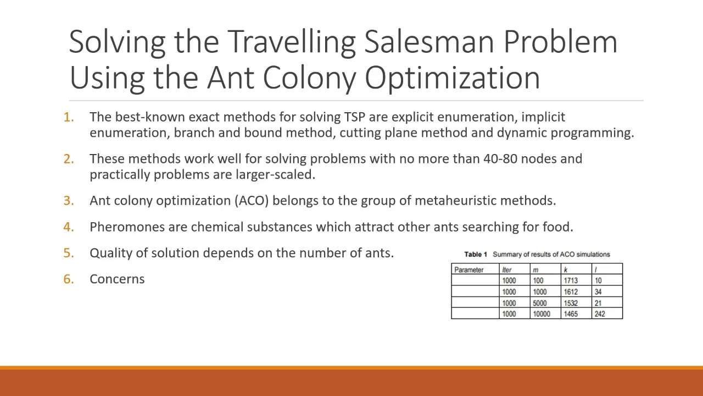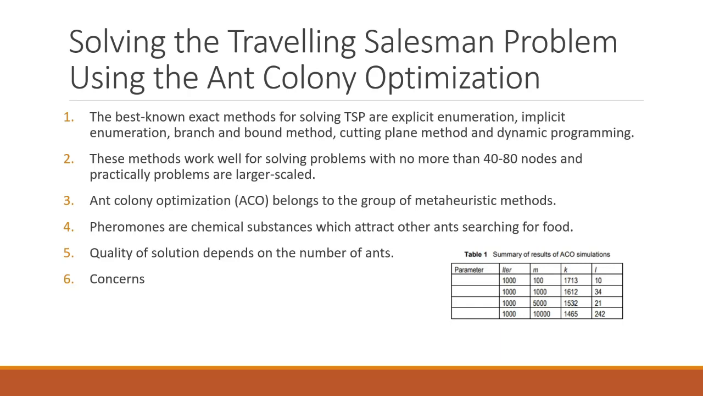The quality of the solution depends on the number of ants. If you look at this table, we can see that for 1000 iterations, when the number of ants is 100, a suboptimal solution is found, with a difference of 17% from the optimal solution. For m equal to 1000, the difference is 11.56%. Just in case I didn't mention it, m is the number of ants being used to solve the problem.